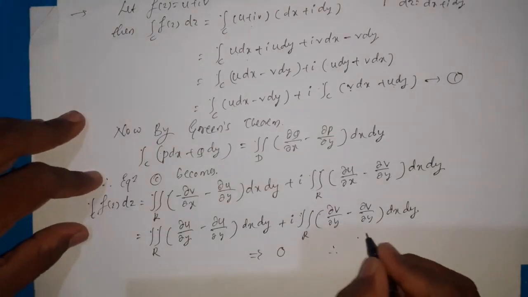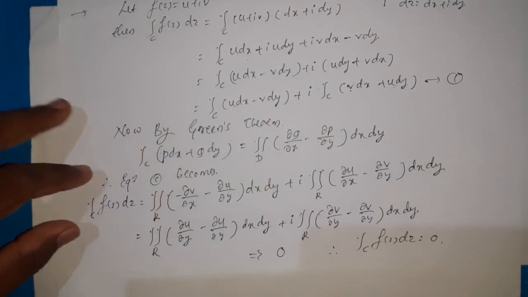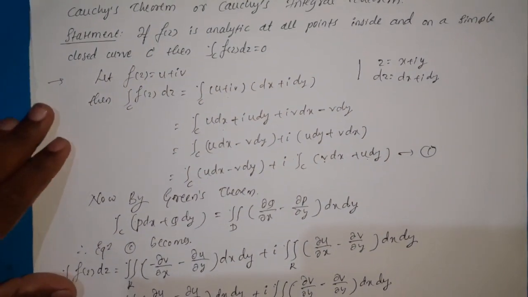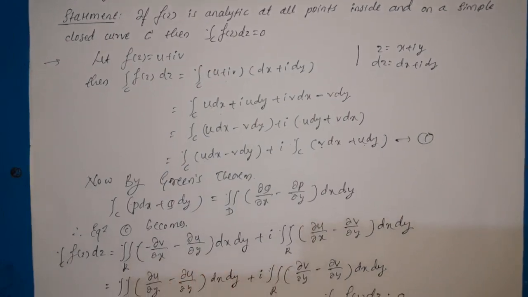Therefore, integration over C f of z dz is equal to 0. So this is Cauchy's theorem, which means whenever the given curve is a simple closed curve, then integration over C f of z dz is equal to 0, only if f of z is analytic at all the points inside and on the simple closed curve C. So, this is important for 5 marks, that is Cauchy's theorem or Cauchy's integral theorem.